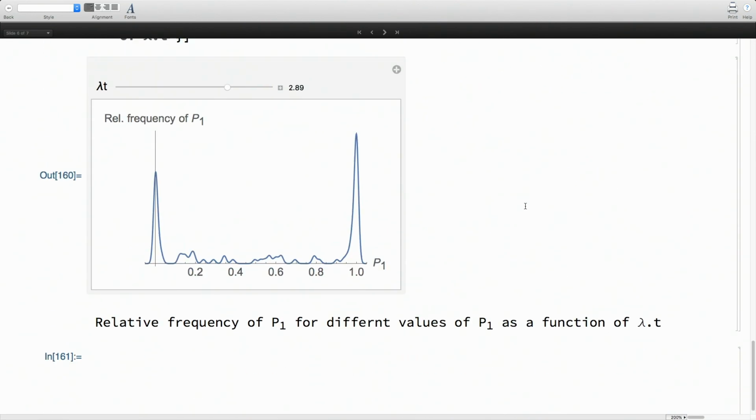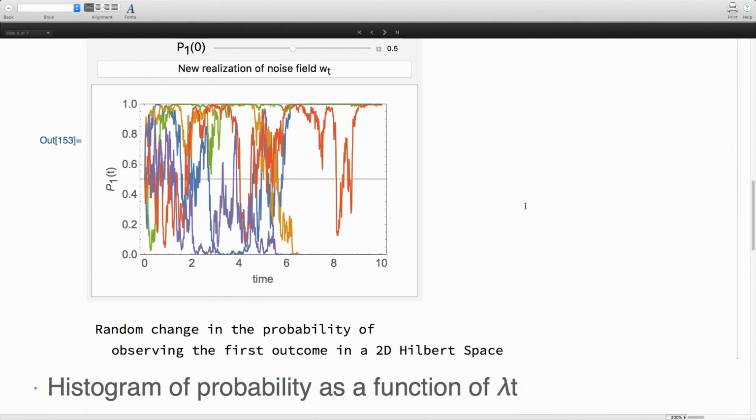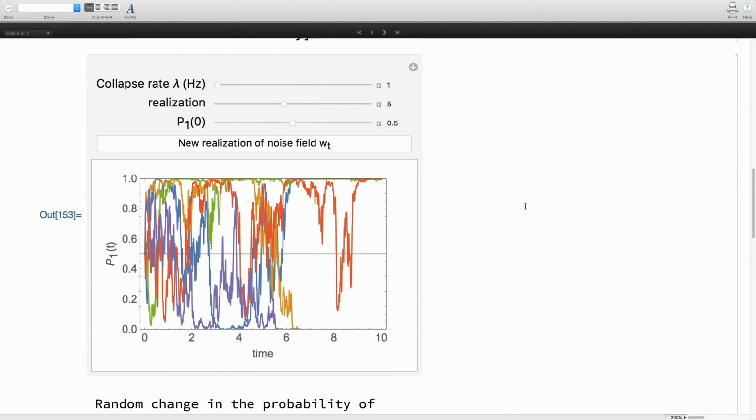So you see, at the end, there are only two possibilities. There are two possible endpoints. It's either one or zero. So as you can see here, for a large enough time, starting from an initial value, we randomly end up either in one or in zero. We provide a dynamical description of the collapse. These models are called collapse models. Sometimes they're also called spontaneous collapse models.